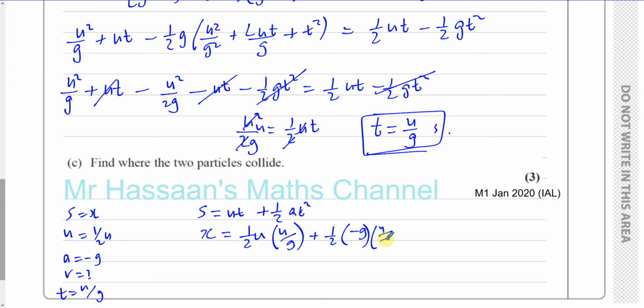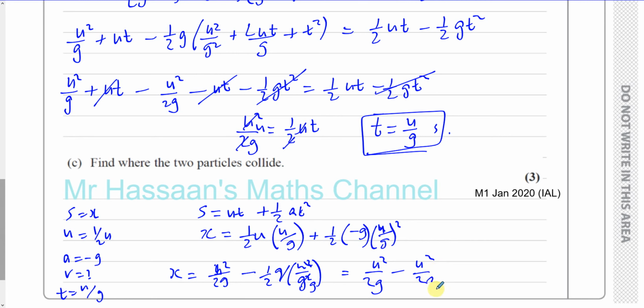It's a half u squared, so it's going to be basically u squared over 2g, minus, you're going to have a half times g times u squared over g squared. So that will cancel with that. So you'll get u squared over 2g minus u squared over 2g, which is zero. Okay, so therefore they collide at O.